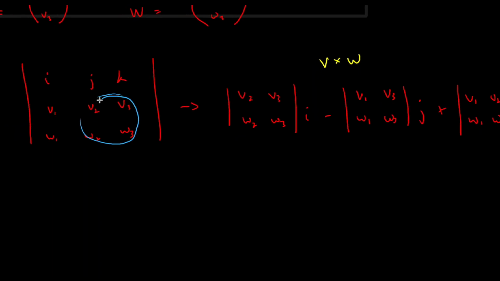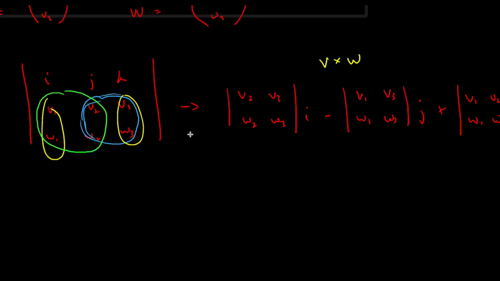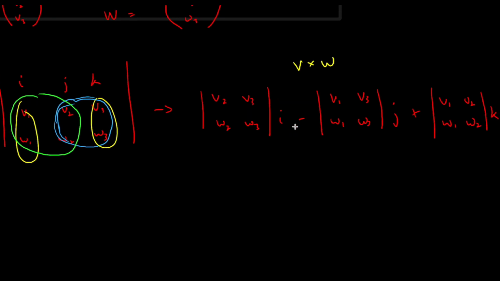So a good way to put these together is this is the i vector. I'll do this in yellow. These two make up the matrix for the j vector, and these four make up the components of the k vector. So yeah, you could just split it up.